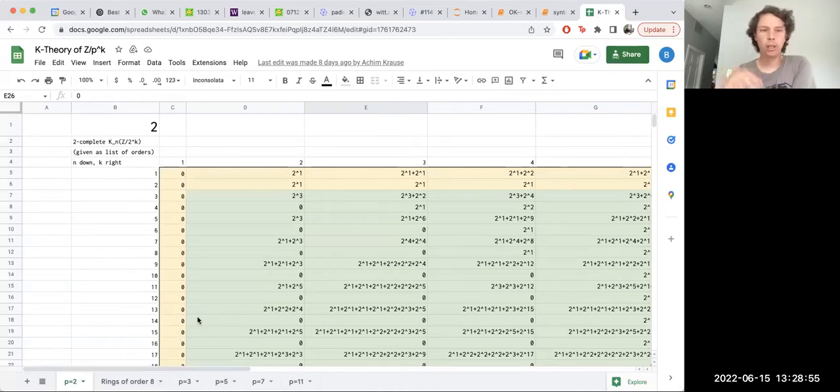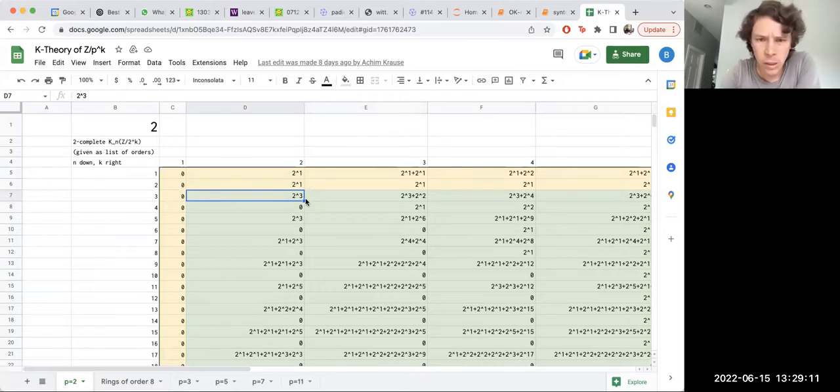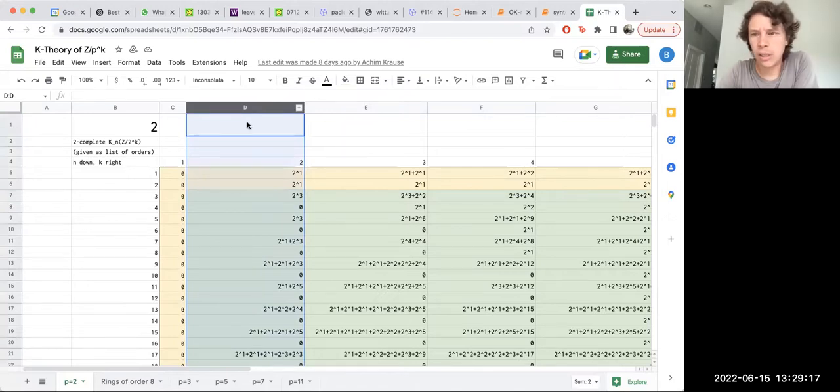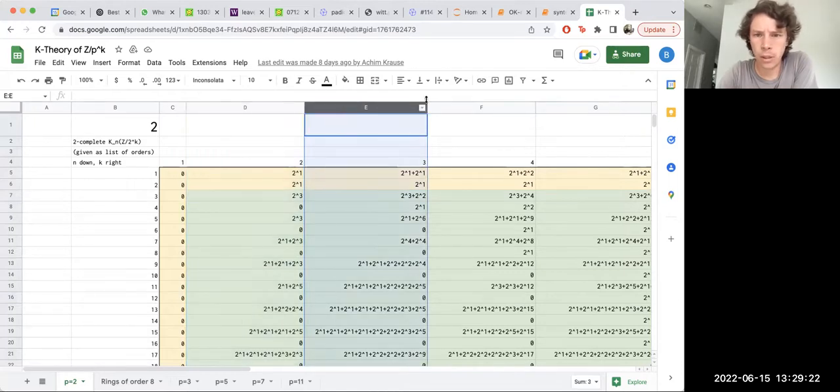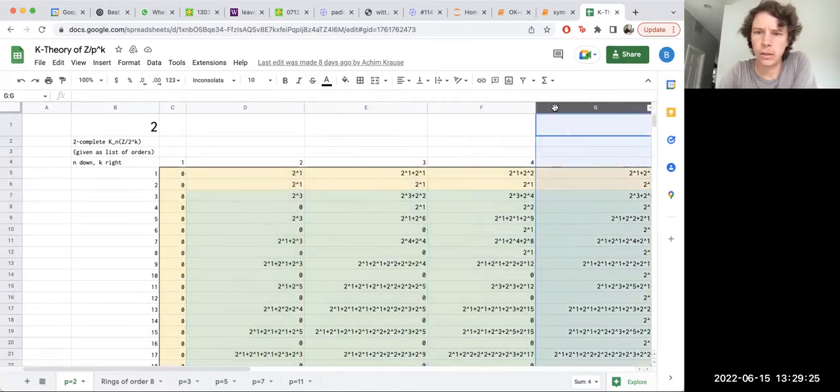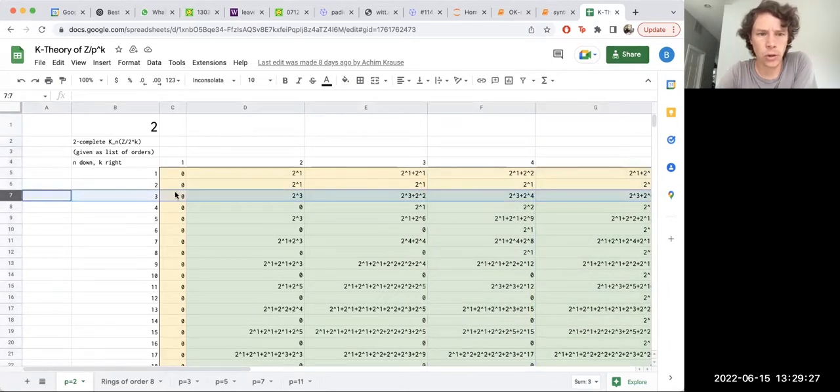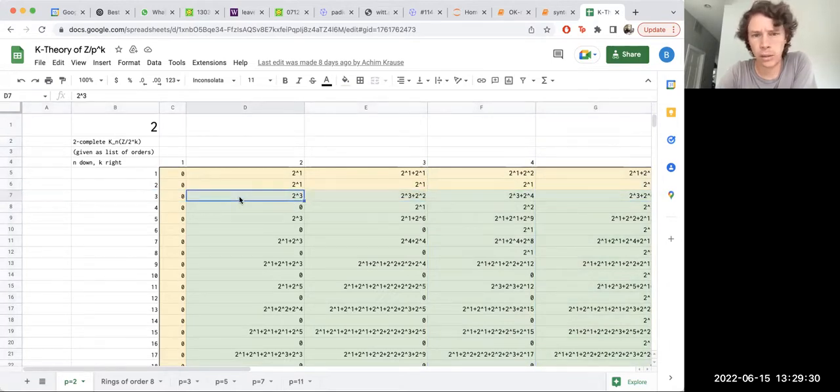And what we have here are the results of our computer calculations with a specific algorithm that we implemented in Sage to basically compute these matrices and then spit out the cohomology. So the columns are a given Z mod p^k. So here, this highlighted column is Z mod 4, this is Z mod 8, this is Z mod 16, and so forth. And the rows are a given K group. Okay, so this is K3 of Z mod 4. This is K4, and so forth.